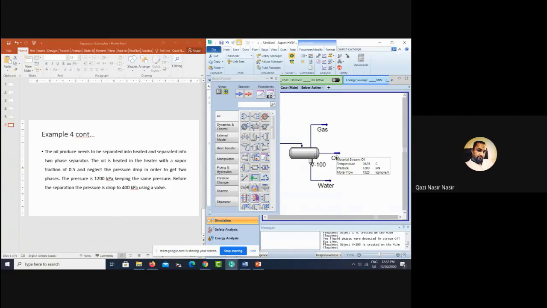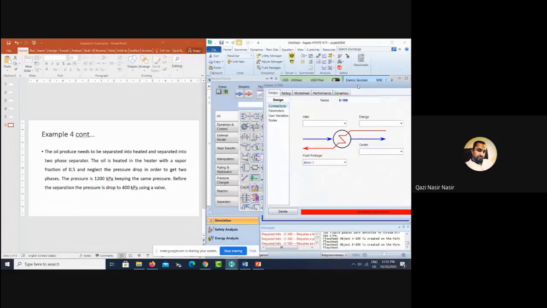If you look at the temperature here, you can use a heater to increase the temperature of the oil. Then, when you increase the temperature of the oil, you will use the vertical separator for separation. Okay, so we need to install a heater. If you install a heater, you can put it here. Double click and open the heater.